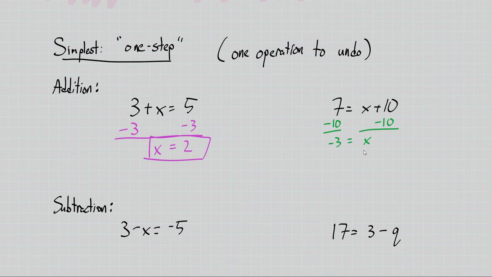then I'll be okay. And if we plug negative 3 back into our original equation to check, 7 is equal to negative 3 plus 10, and negative 3 plus 10, yeah, that's 7. It works out. Always check. It doesn't take long, and you can be sure you don't have to worry anymore.